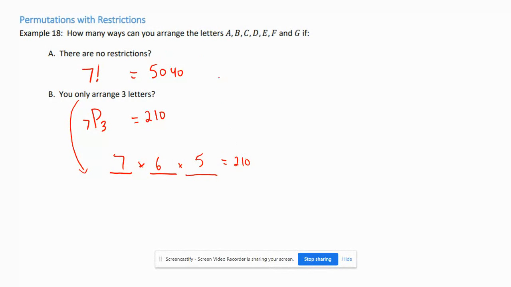How do we get 7 factorial? What did that mean? We have 7, then 6, and we just count down like this, and that's what this calculation here gives us. This 5,040 is the same thing as going 7 times 6 times 5 times 4 times 3 times 2 times 1.